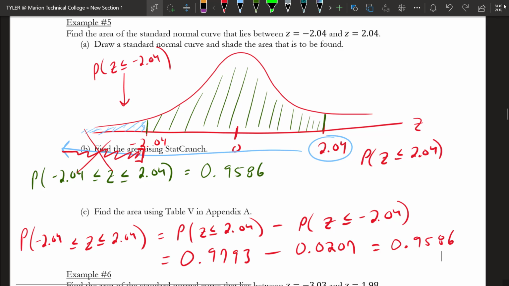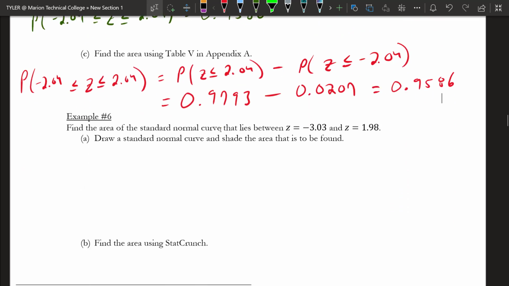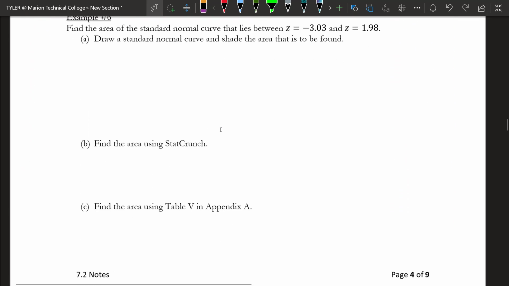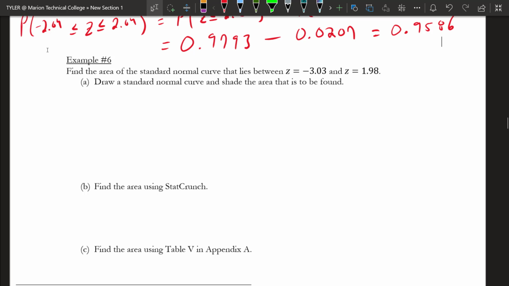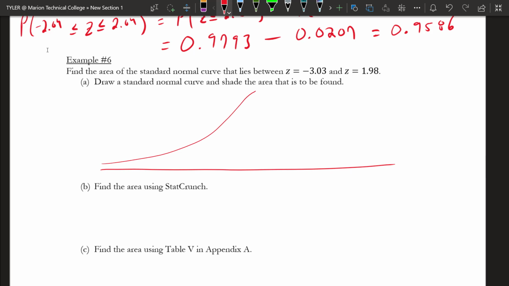All right. So I have another example of this for between. We're finding the area in between z equals negative 3.03 and z equals 1.98. So first let's draw this. In the center is 0. Over here to the left would be negative 3.03 somewhere, and then somewhere to the right of 0 would be this 1.98 value. And I'm finding the area in between these.